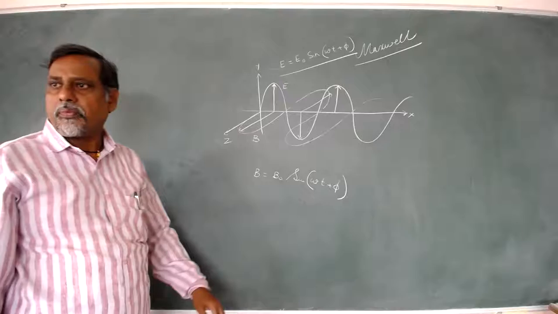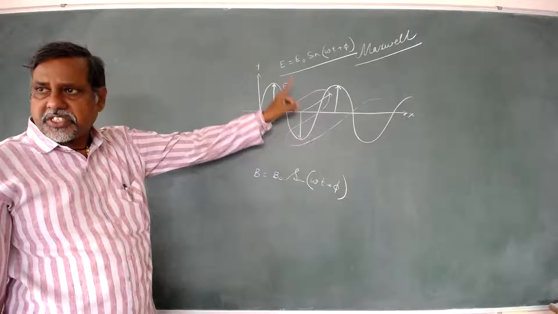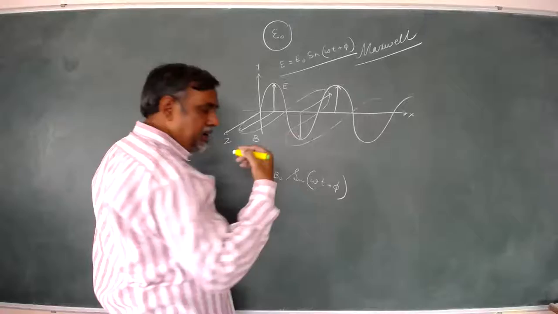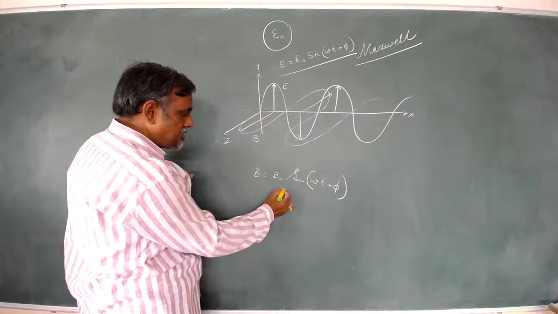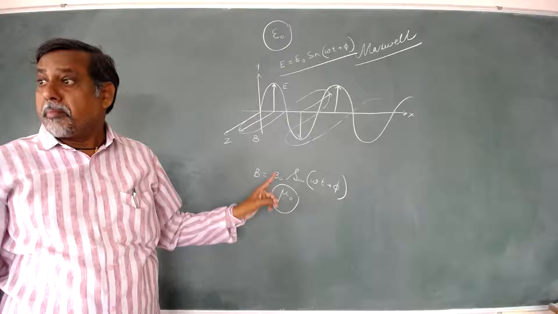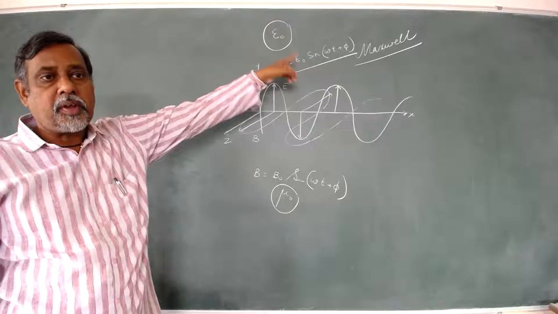Right? The electric field is passing through a medium, so we have to take the medium's electric property, which is the permittivity of air or free space. The magnetic field is also passing through a medium, so we have to take the magnetic property of the medium, which is nothing but the permeability of air or free space. Permeability, mu naught. Permittivity, epsilon naught. Permeability is the magnetic property of the medium. Permittivity is the electrical property of the given medium.